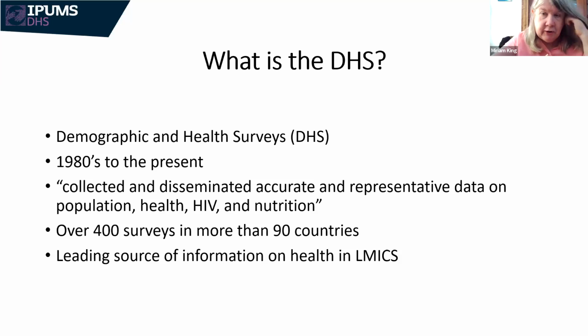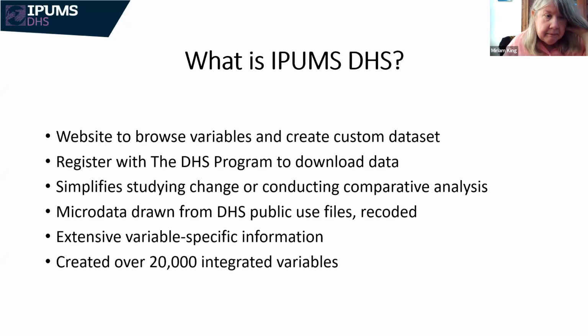So it's a very broad survey whose scope started with a fairly limited amount of data, especially on fertility, reproduction, family planning use, fertility desires, and some basic child and women's health, and has just added topics over time. The DHS consists of over 400 surveys in more than 90 countries, and it has been for decades the leading source of information on health in low and middle income countries.